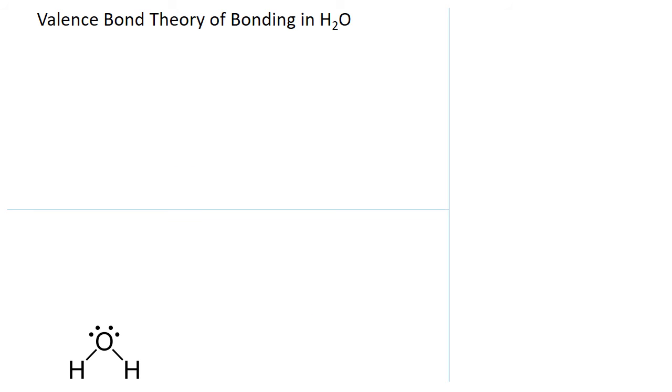Next, let's look at valence bond theory of the bonding in water. So remember, water also has steric number 4. The reason it has steric number 4, remember what steric number is, 2 bonded atoms. So my oxygen is bonded to 2 hydrogen atoms. And in addition to that, I have 2 unshared pairs of electrons.